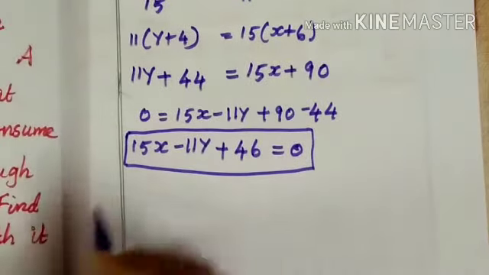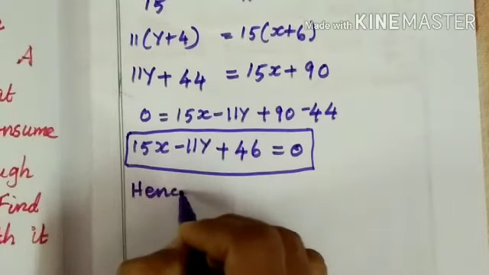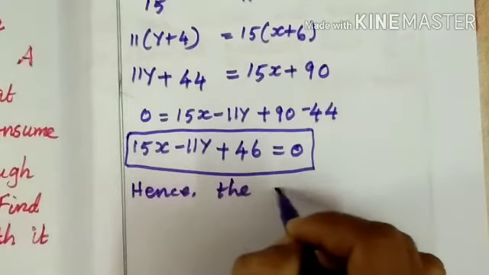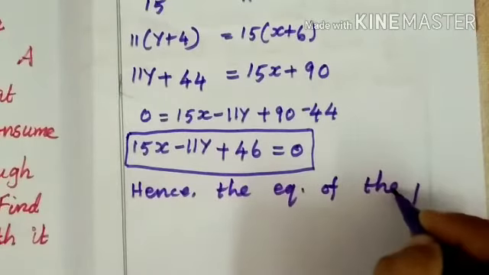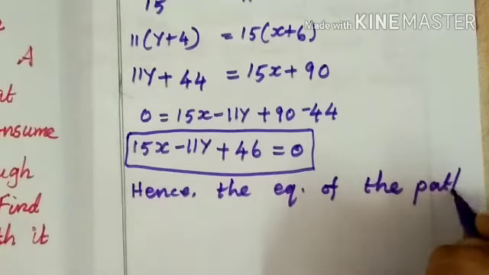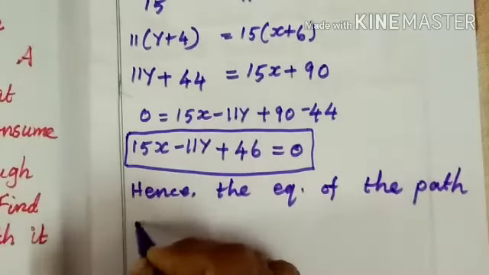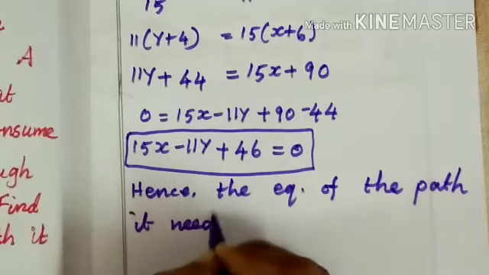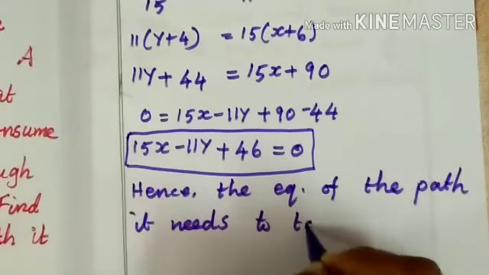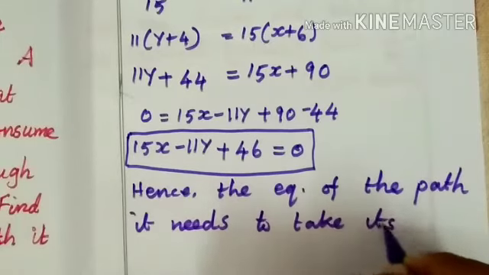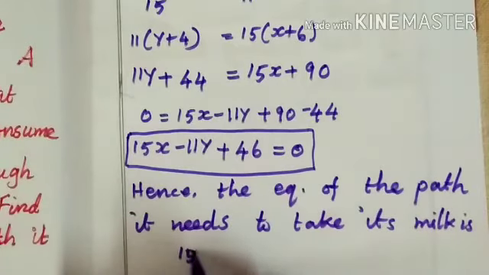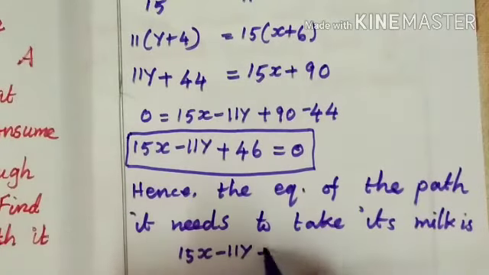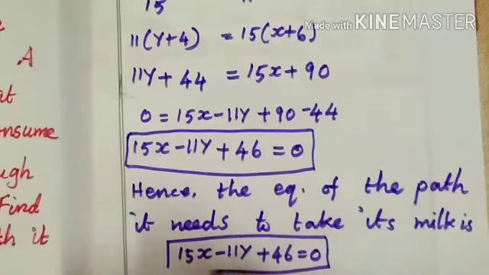Now take down and write the answer. Hence, the equation of the path it needs to take to its milk is 15x minus 11y plus 46 is equal to 0. This is the answer for this question.